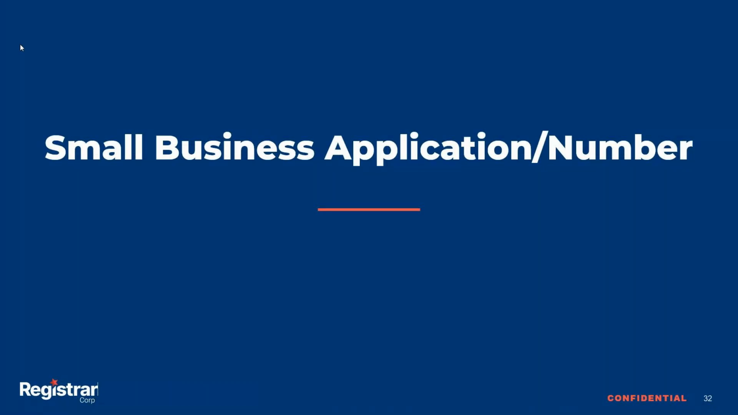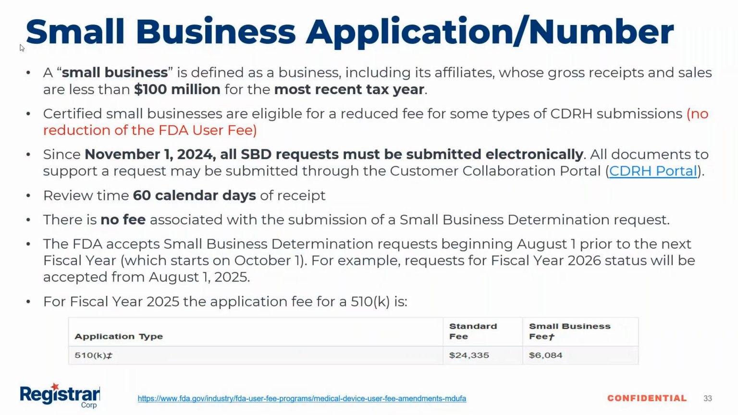Small business application or number. A small business is defined as a business, including its affiliates, whose gross receipts are less than 100 million for the most recent tax year. If you believe you will be eligible to apply as a small business, there is a guidance with the FDA that gives you a step by step on how to send the application. Keep in mind that a small business application doesn't apply to registering your establishment. Certified small businesses are eligible for reduced fees for some types of CDRH submissions. And again, there is no reduction of the FDA user fee. That's for the registration of your establishment.